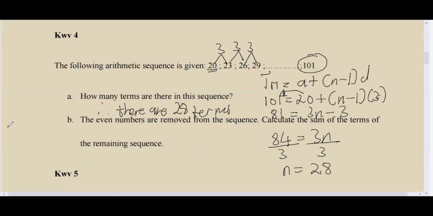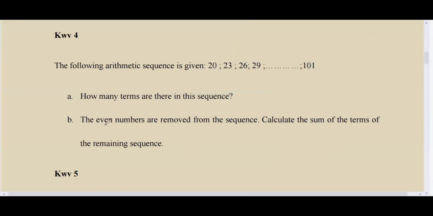Now, let's calculate B. So for B, it says the even numbers are removed, the even numbers, right? So what are even numbers? We say these are numbers that are divisible by 2, right? So any number here that will be divisible by 2 is an even number. Now they say calculate the sum, right? Keyword, calculate the sum of the terms of the remaining sequence.